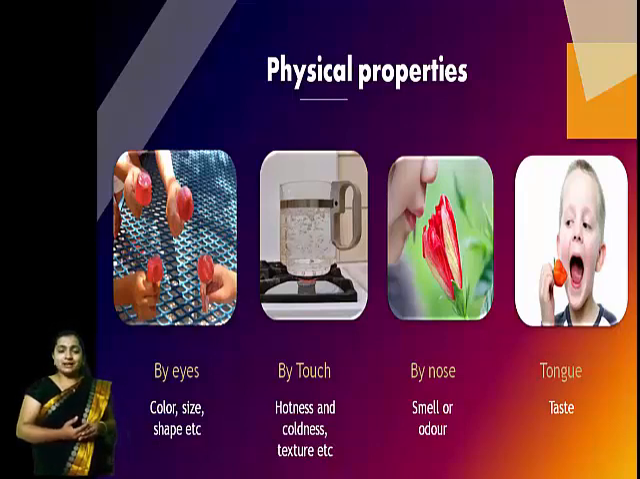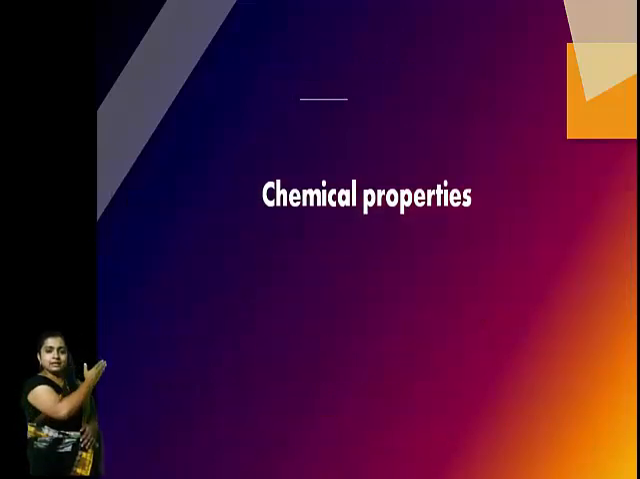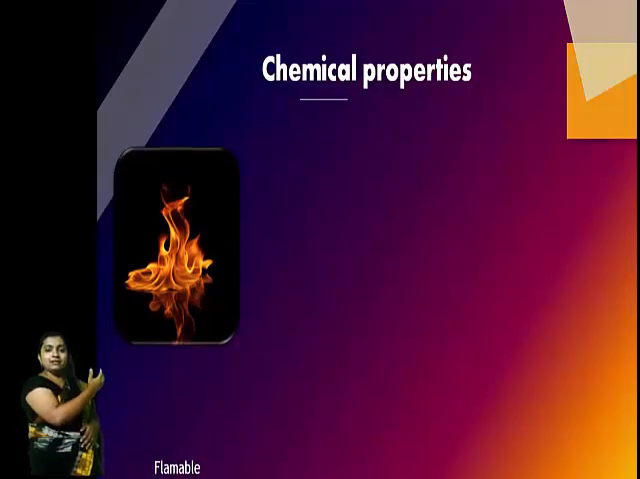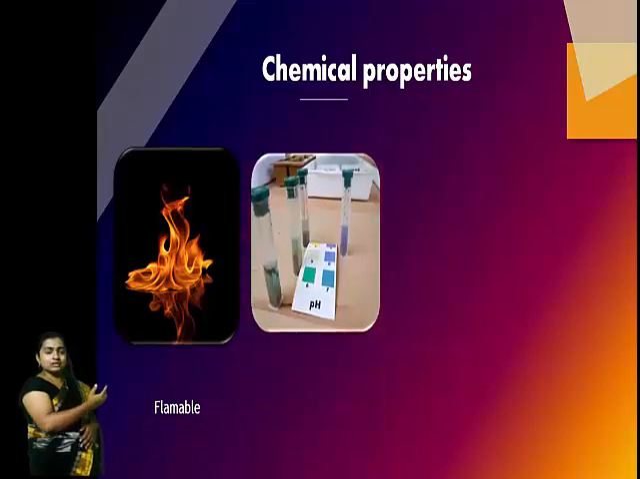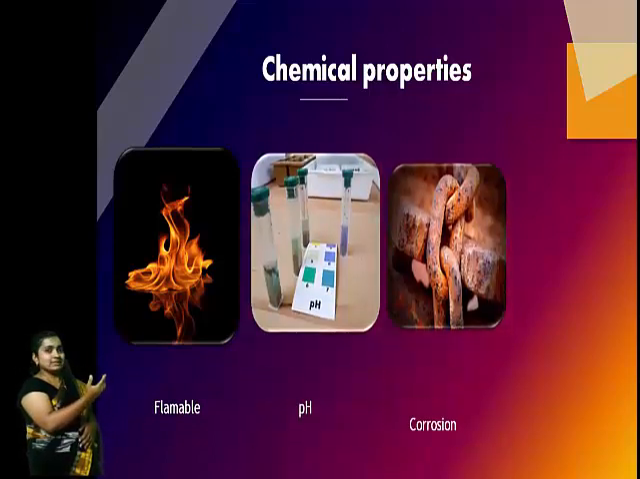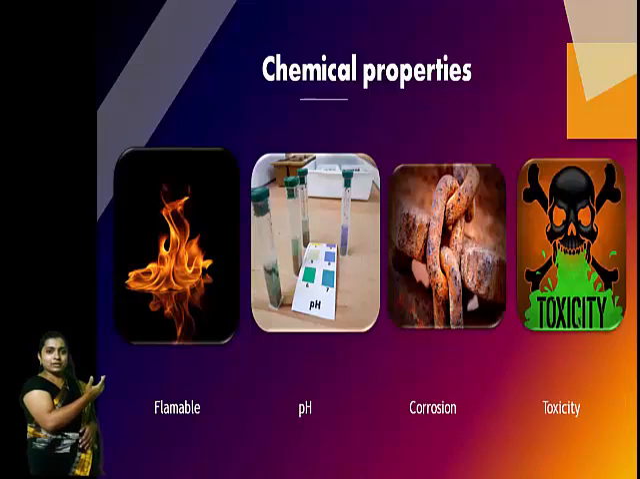Physical properties are size, shape, color, odor, melting point, boiling point, density, weight, mass. These are some physical properties. Chemical properties: flammability, pH, corrosion and toxicity. These are some chemical properties.